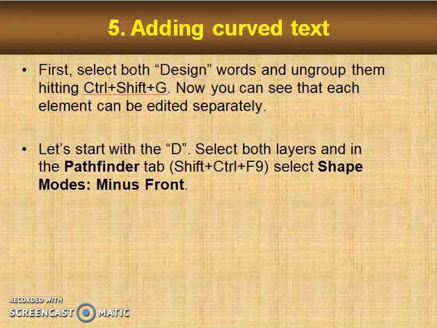First, select both design words and ungroup them, hitting Ctrl plus Shift plus G. Now you can see that each element can be edited separately. Let's start with the D. Select both layers and in the Pathfinder tab, press Shift plus Control plus F9. Select Shape Modes minus Front.